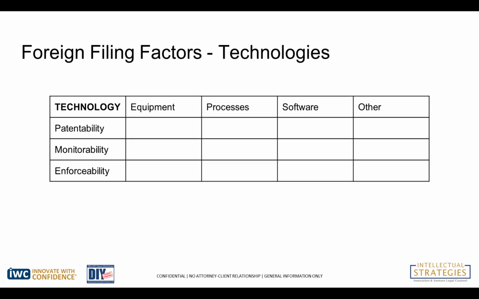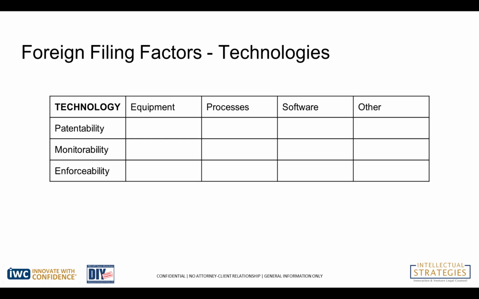This next matrix is very similar, but is slightly different from the prior matrix. Instead of listing functions and marketplace participants, think about your technology, the different categories of technology that you're implementing. Is it equipment or hardware? Is it processes? Is it software? Is there something else that you're implementing in your technology specifically? Add those columns as needed.